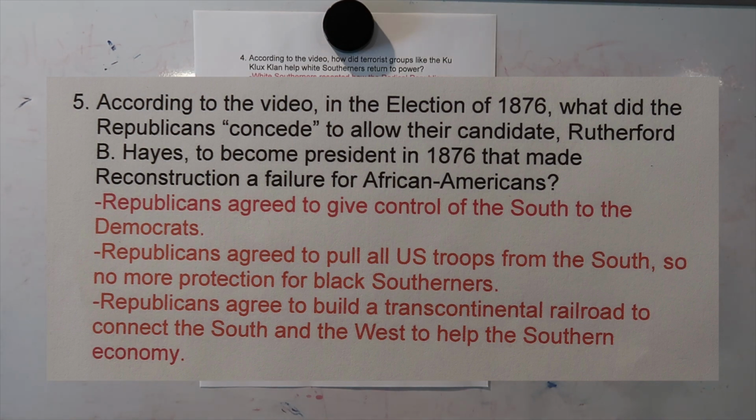So what did the Republicans do? I mean, what did they agree to in order to allow the white Southerners to be able to retake control? And the answer is Republicans agreed to give control of the South to the Democrats. Republicans agreed to pull all U.S. troops from the South, so no more protection for Black Southerners.